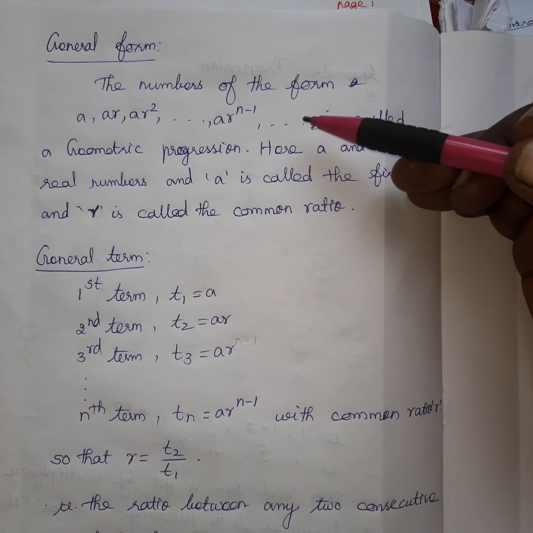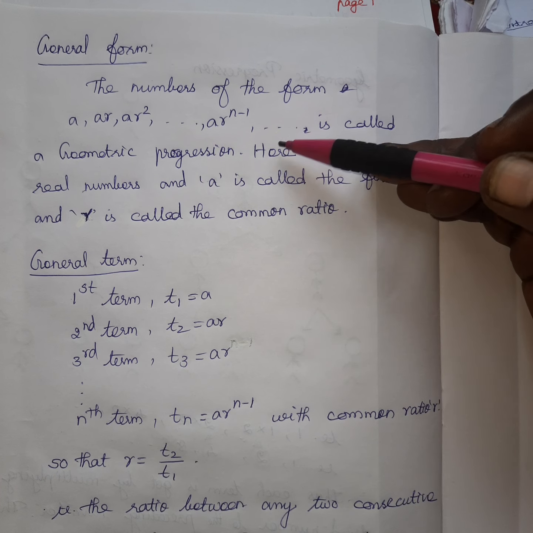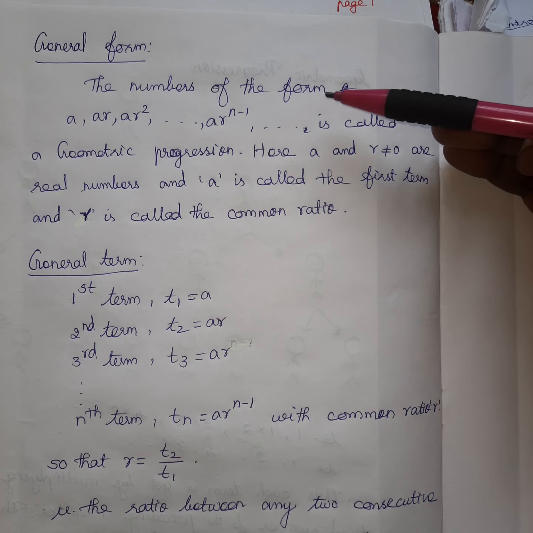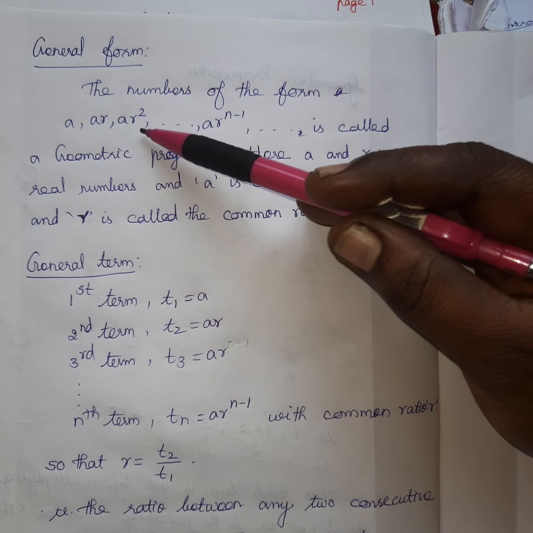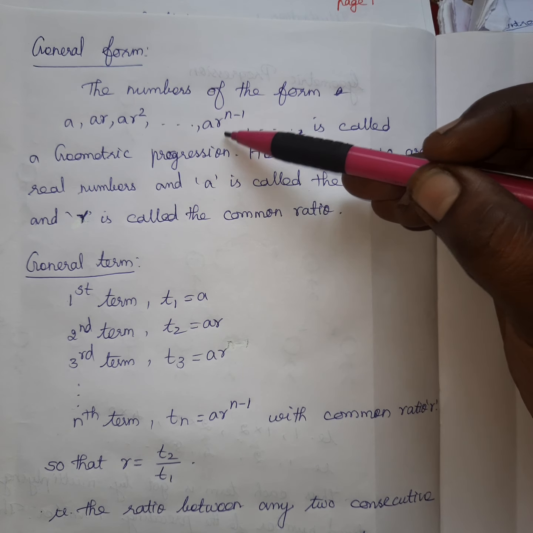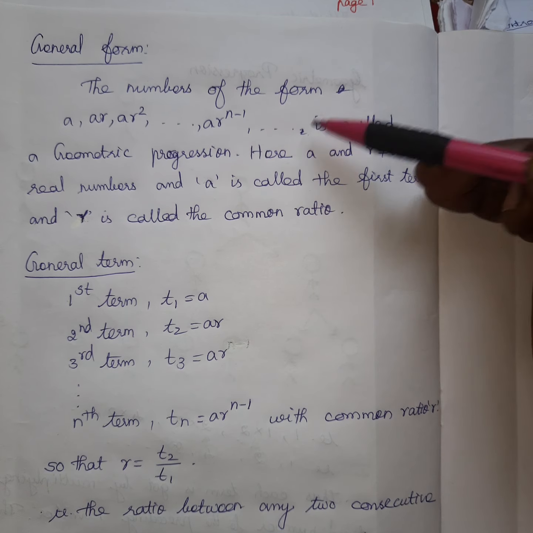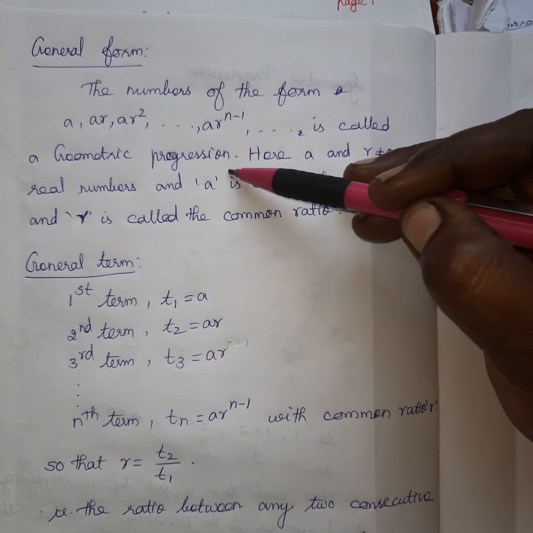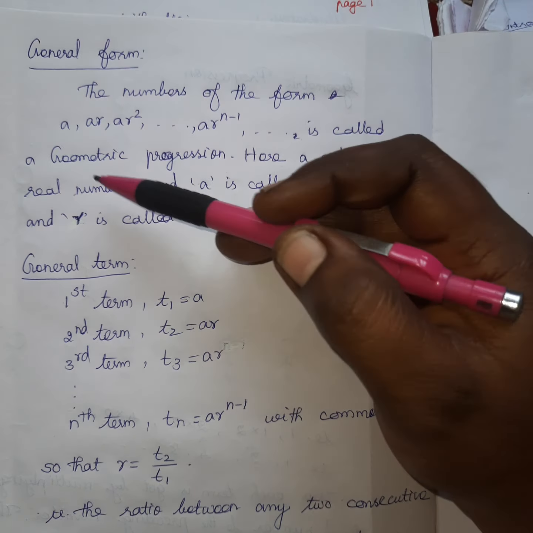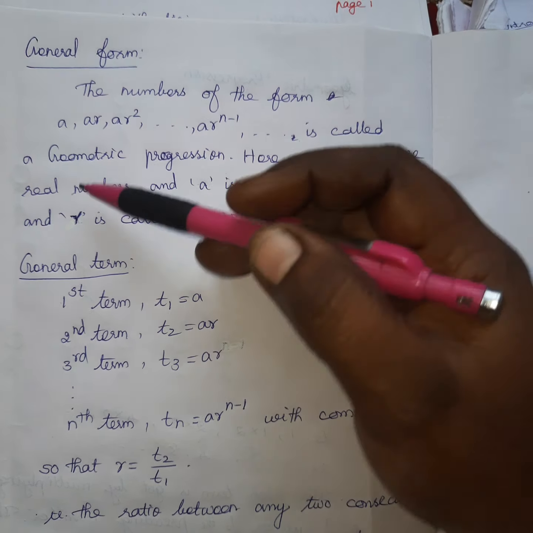Now how can we write this geometric progression in general form? The numbers of the form a, ar, ar square, etc., ar power n minus 1, etc., is called a geometric progression. In the arithmetic progression you studied a, a plus d, a plus 2d, like that way.